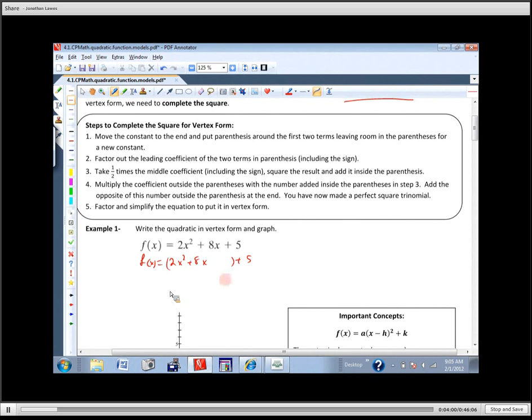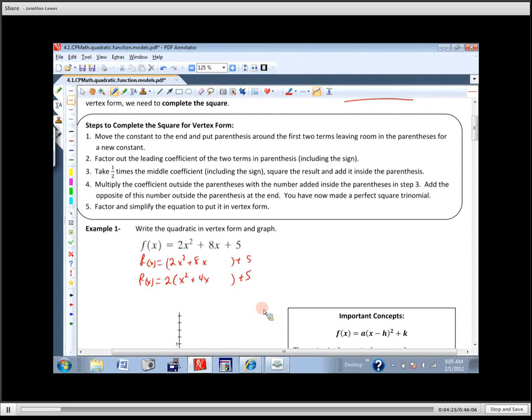Here's step number 2. Step number 2 is to factor this leading coefficient out. So we need to take a 2 out. Just out of the things in parentheses, we don't worry about that 5 for the time being. So we're going to write 2 parentheses x squared plus, what does this become? It becomes a 4x. I leave room in the parentheses to complete the square, and I've got this plus 5 sitting out there.